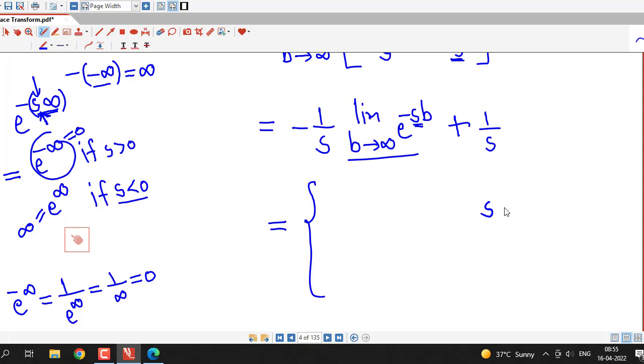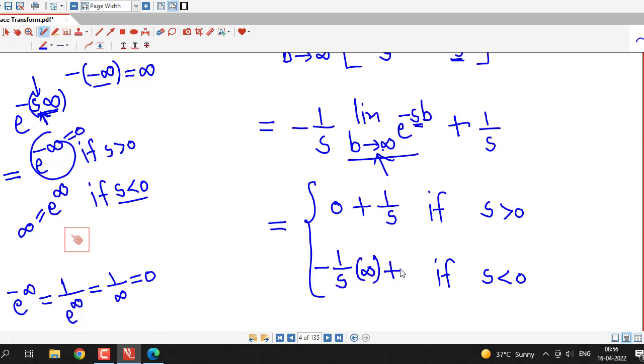If s is positive, or s is negative. If s is positive, then this limit becomes 0. So we have 0 plus 1 by s. And if s is negative, this turns out to be infinity. So we have minus 1 by s times infinity plus 1 by s.